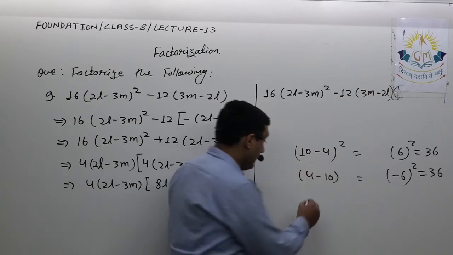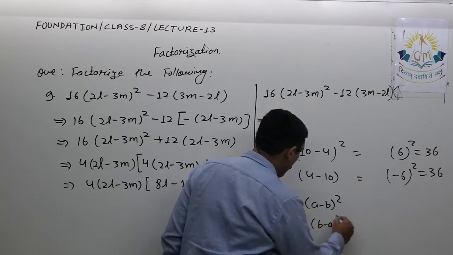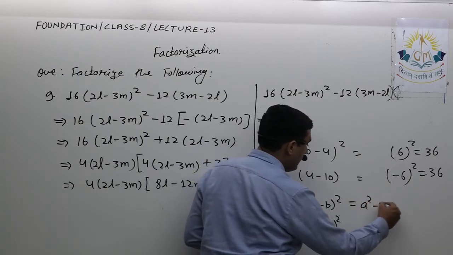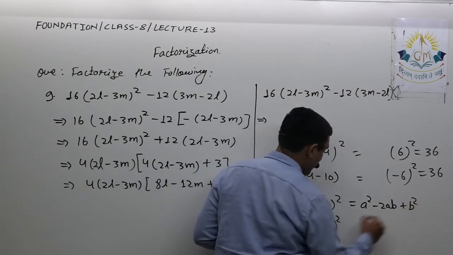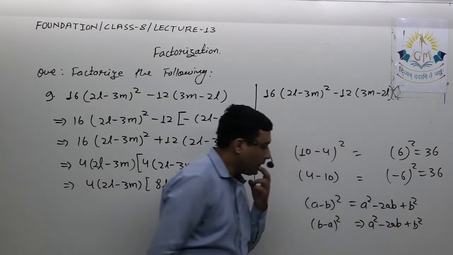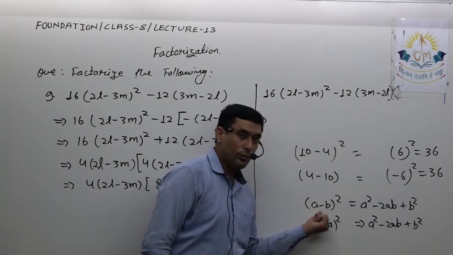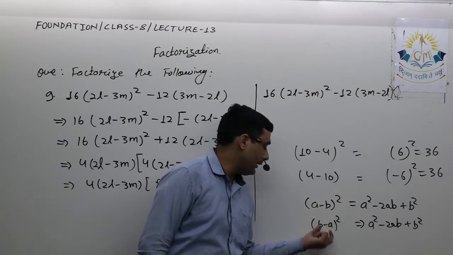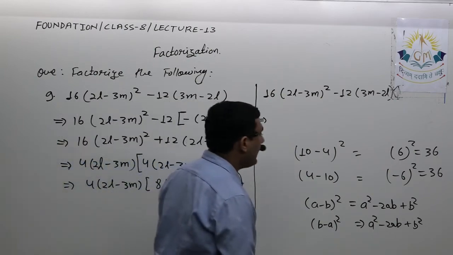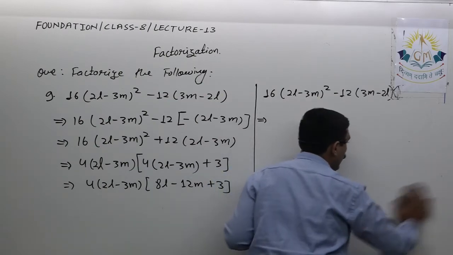That means if I say a minus b whole square, or b minus a whole square, they are the same. a minus b whole square is a square minus 2ab plus b square. Again it is a square minus 2ab plus b square. So what I want to tell you is that if the square is there, then even though I interchange these two terms, the sign remains the same, because the square of a positive quantity or a negative quantity remains the same. Okay, so that concept I am going to apply over here.